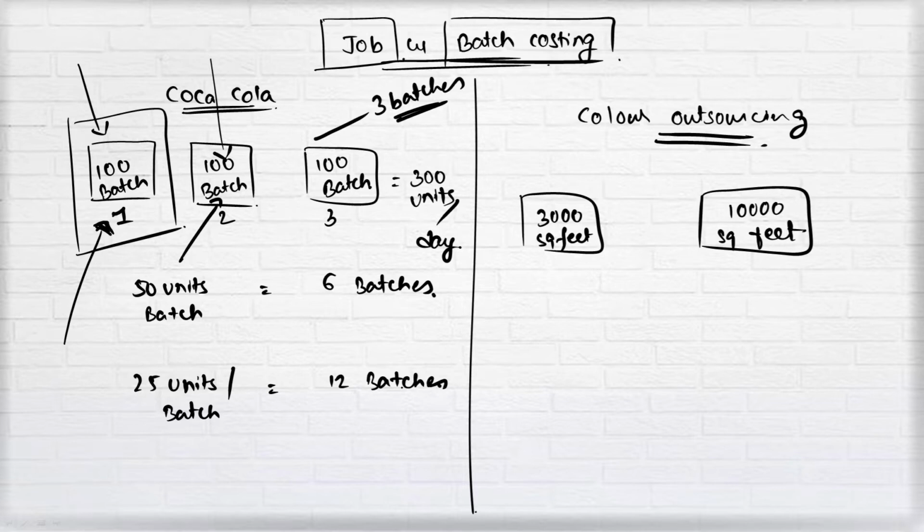How will I find out my cost? I will be adding some profit and giving a selling price. The selling price of these two jobs will be different. These two, job or batch? Job. Here I am doing which costing? Job costing.